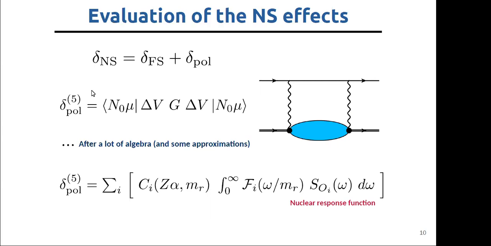basically given as a sum of different contributions. And each of these, apart from a coefficient that is known, is given by an integral. This integral runs over an intermediate energy transfer in this two-photon exchange process. And inside this integral, we have two functions. This calligraphic F function is known by looking at the electronic part. What is more of a problem is this nuclear response function, which cannot be obtained from the Feynman diagram. It needs to be evaluated from nuclear physics.